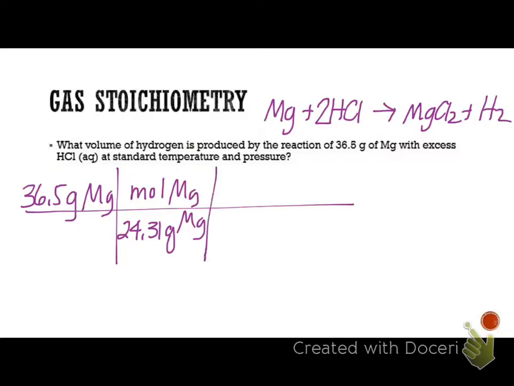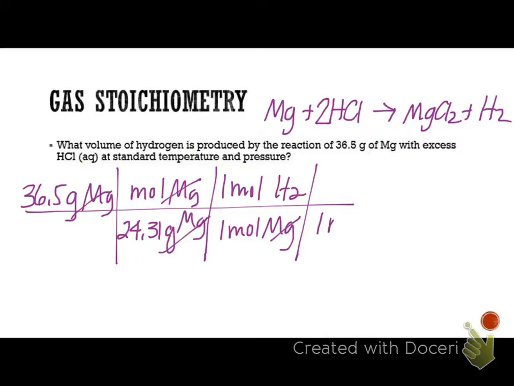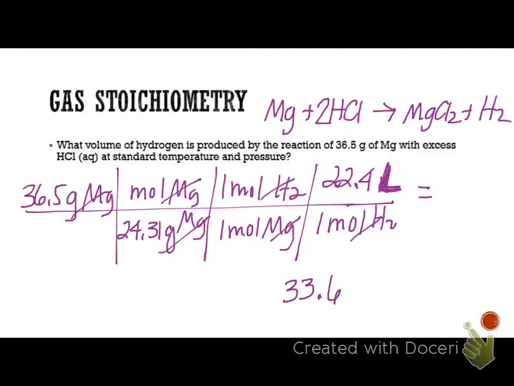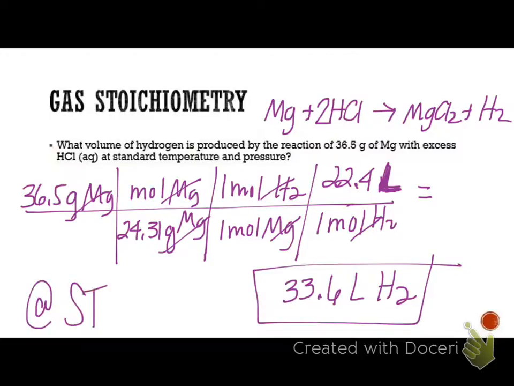Now that we're in moles, we can go straight into our mole ratio. So 1 mole of magnesium makes 1 mole of hydrogen gas. And because we are at standard conditions, 1 mole of any gas is equal to 22.4 liters. So now we just do our math, multiply the top, divide by the bottom, and we get 33.6 liters of hydrogen. So that was at STP conditions, standard temperature and pressure.